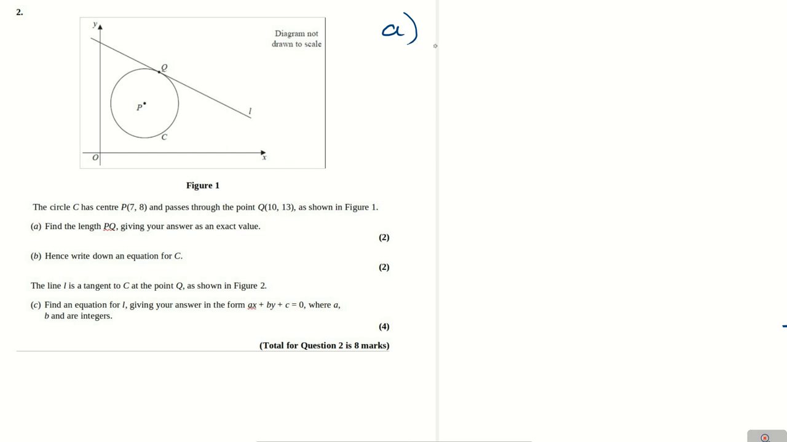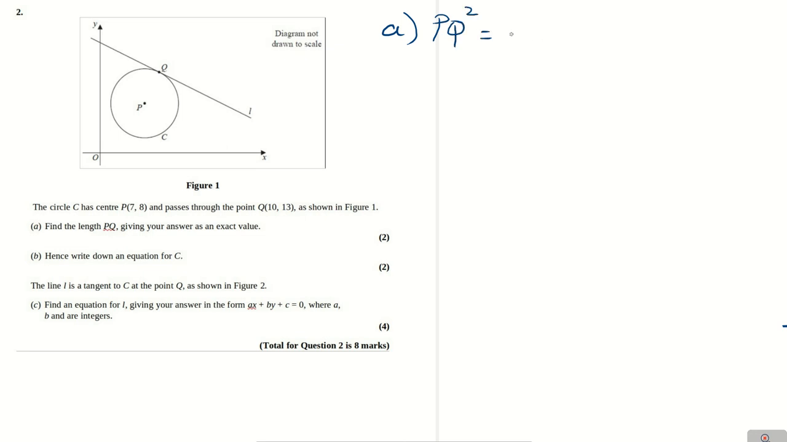Right, part A, find the length PQ. So P is the centre of a circle, Q is a point on the circumference of the circle. At the point Q we've also got a line which is a tangent to the circle. But anyway, we start off part A in finding the length PQ. We just need to use Pythagoras.